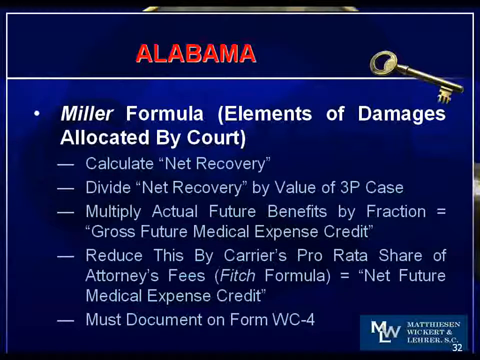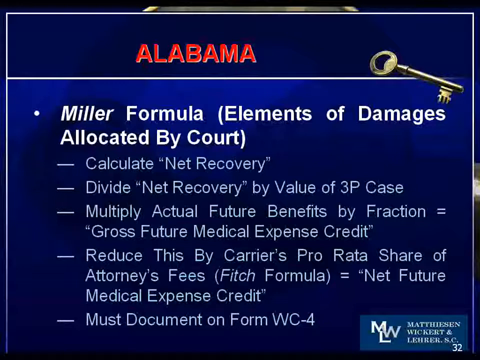You multiply the actual future benefits that are going to be owed by the fraction, and you get something called the gross future medical expense credit. You reduce the gross future medical expense credit by the carrier's pro rata share of attorney's fees. This is something called the Fitch formula, which is basically the net future medical expense credit. And then you take that fraction and you have to document your credit and file it on a form WC4.